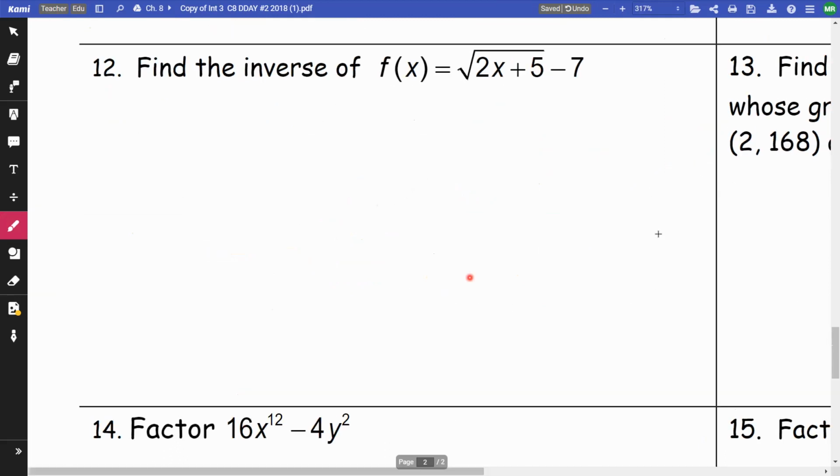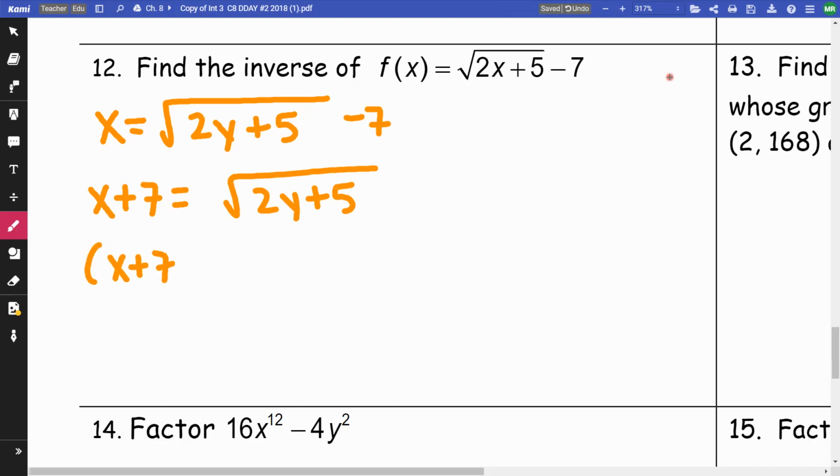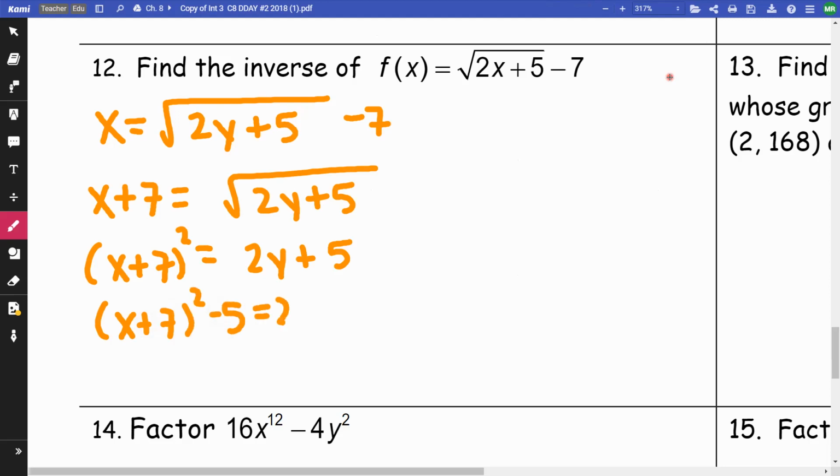On 12, okay, inverse. This is when I'm going to switch my x and y. So I'm going to write x equal the square root of 2y plus 5 minus 7. And I want to get it to be y equal. So the first thing I'm going to do is add 7. Then I need to undo the square root. I'm going to square both sides. I'm going to minus 5. And I'm going to divide by 2.